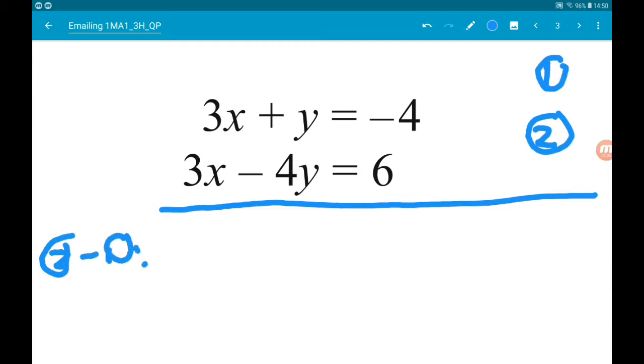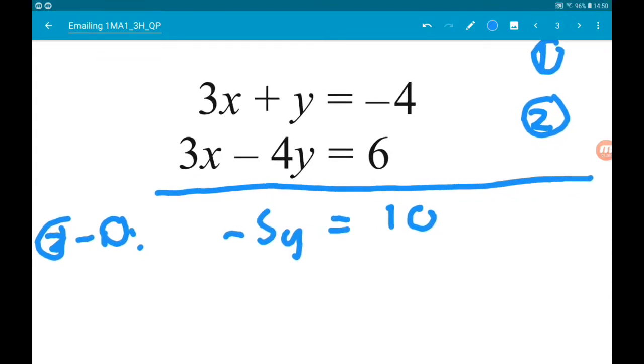So 3x minus 3x is 0x, and minus 4y minus 1y gives us minus 5y. And then we're doing 6 minus 4. So that's 6 add 4, which is 10. Now if we divide by minus 5, we get y is equal to minus 2.